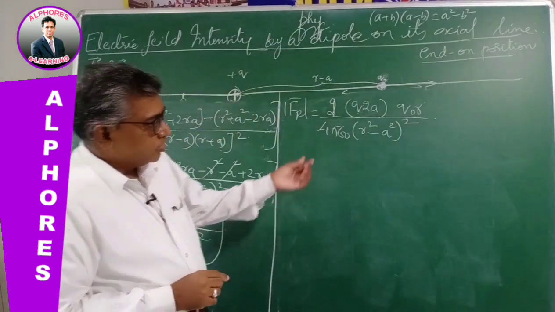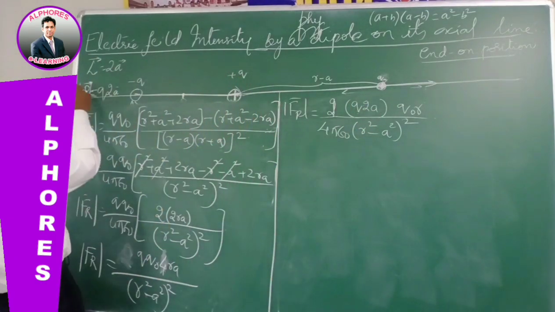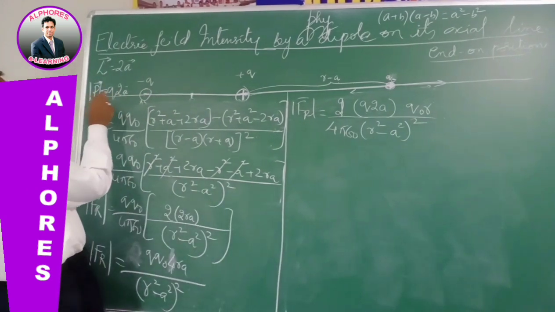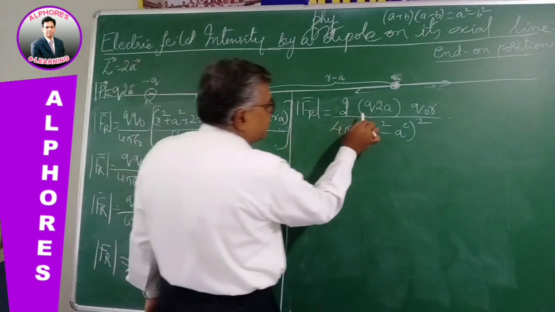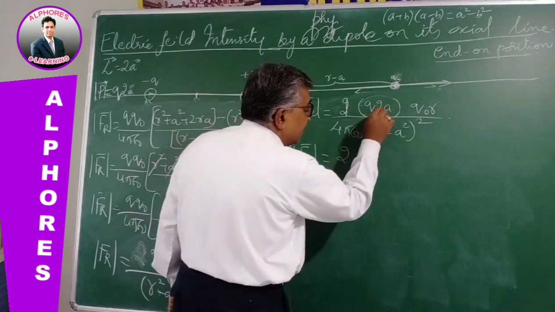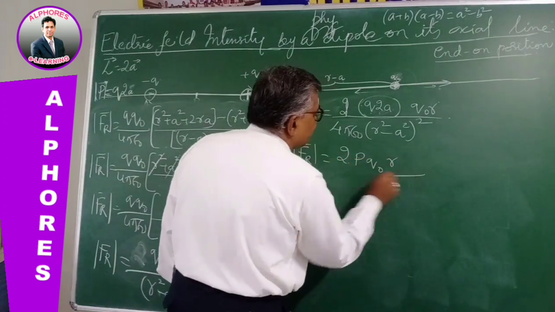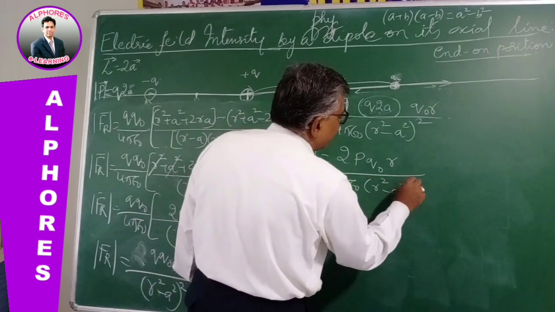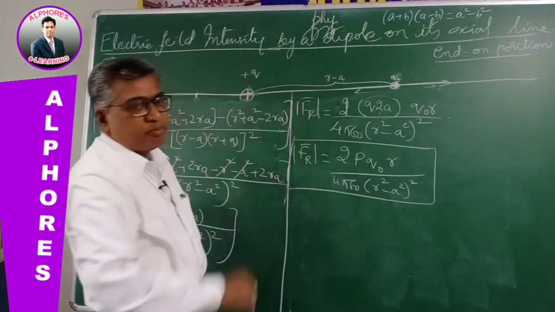Now why this way? I wanted to get the term 2qa. Why 2qa? We have initially defined the dipole moment. The electric dipole moment of this dipole, mod p, is 2qa, where the magnitude of charge is q and the length is 2a. So I shall substitute 2qa as p. So the resultant force on the test charge is 2 times p, the dipole moment of the dipole, q naught into r by 4 pi epsilon naught r square minus a square. So this is the resultant force experienced by a unit positive test charge there.